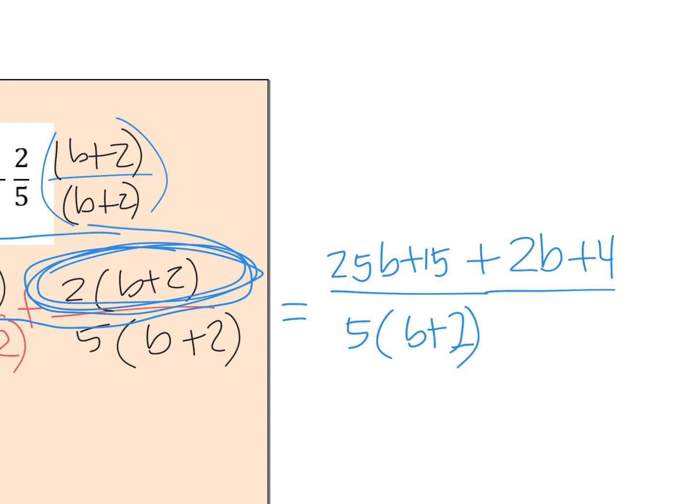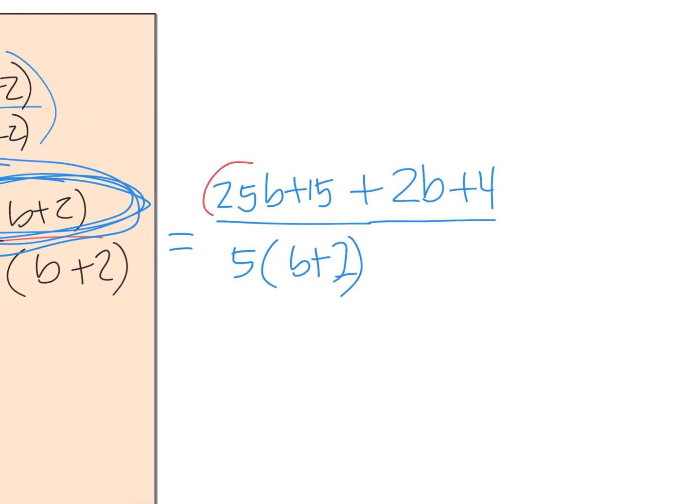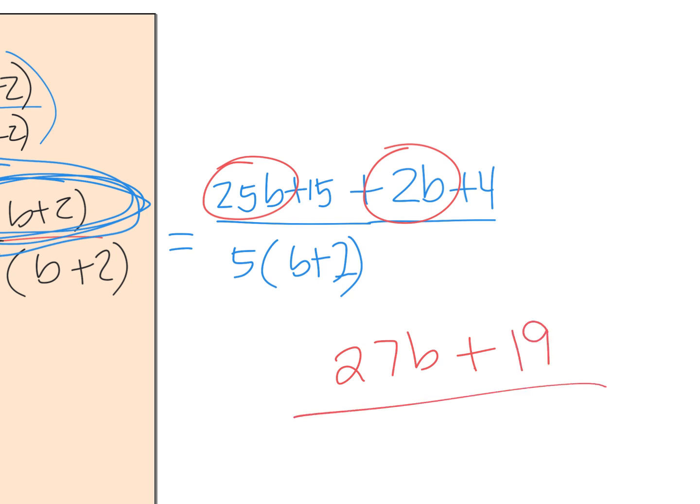Joey, we're not done. Finish the top. You can do this. What's that? 27b plus, and the denominator is 5b plus 10, or 5b plus 2. I actually think you should leave it factored. You know why? Because you can factor it.